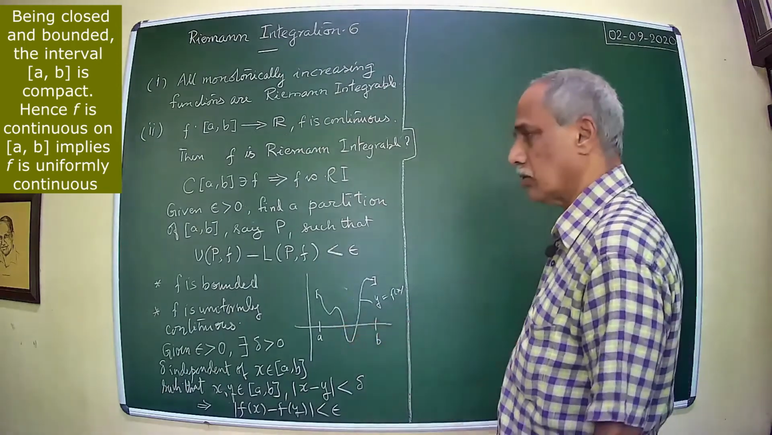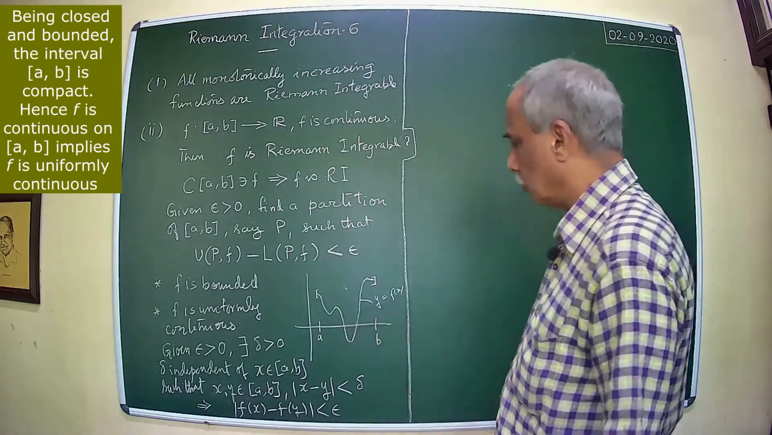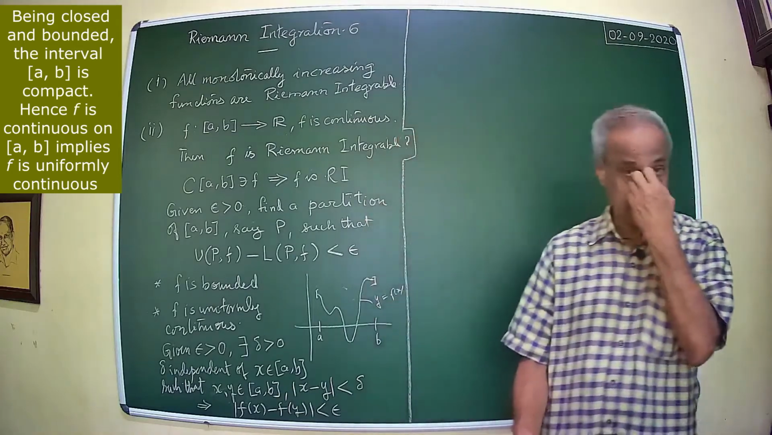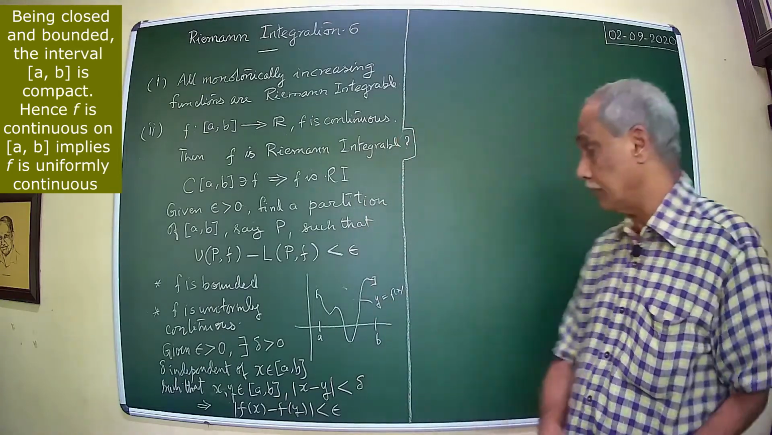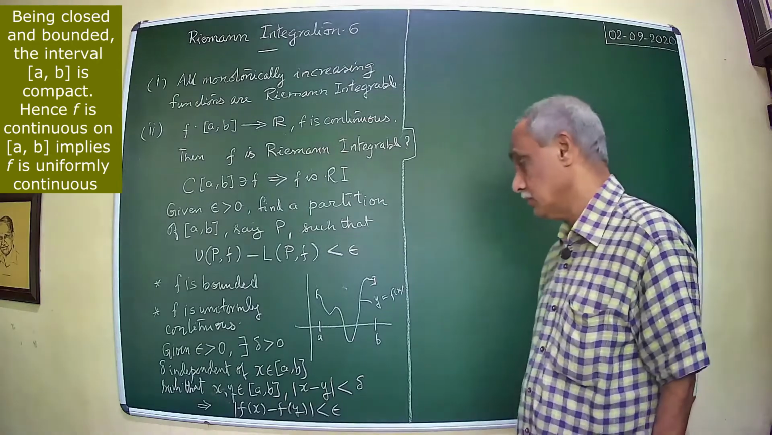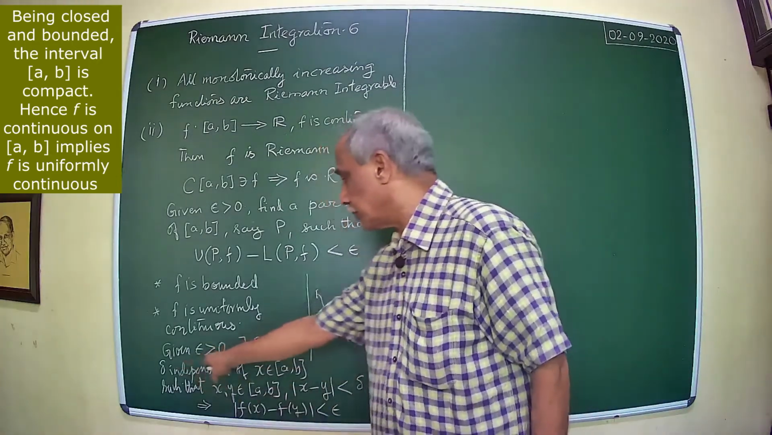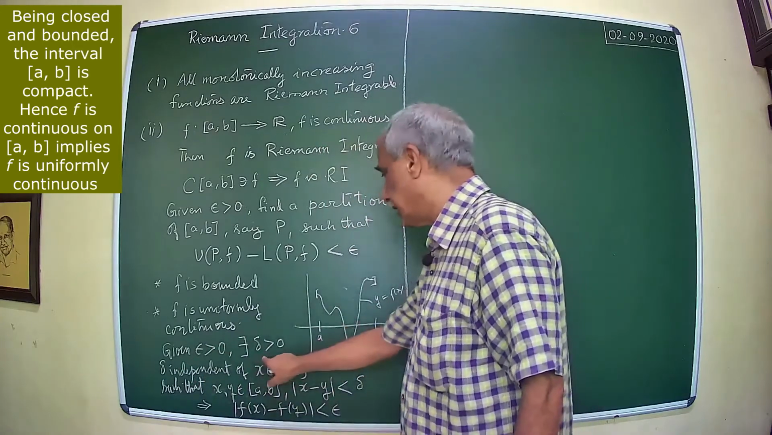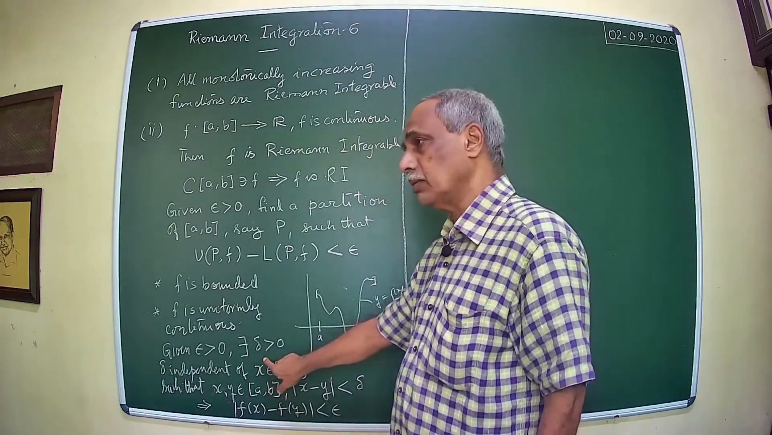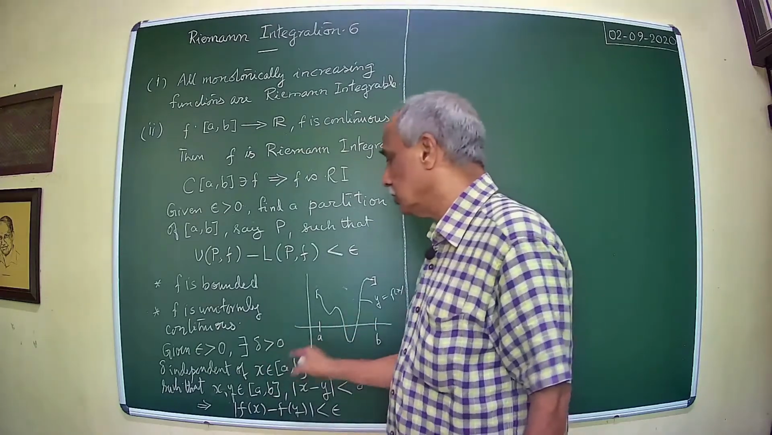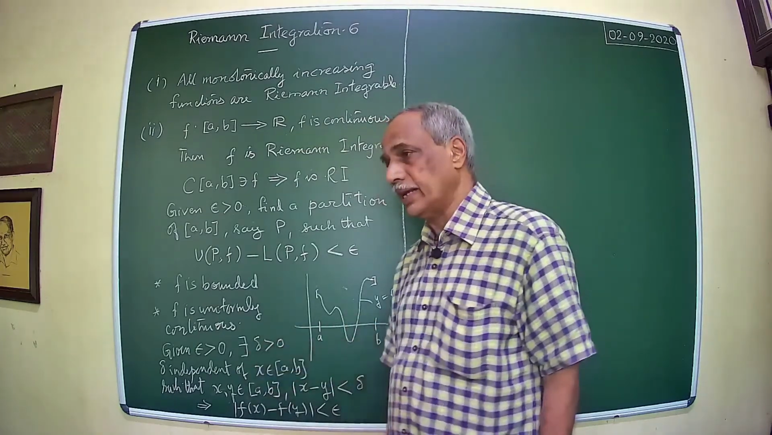Since this is a compact interval, or what you call a closed bounded interval, and f is a continuous function, we can prove that it is uniformly continuous. What does this say? It says, given epsilon positive, there exists a delta. If you are talking about local continuity, then you know for each point you can choose a delta.